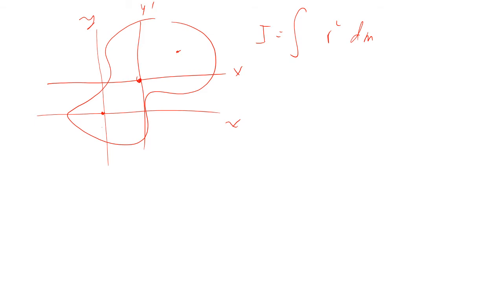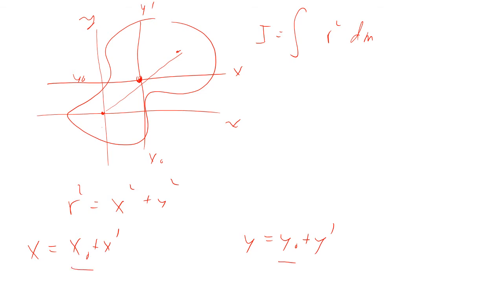Now r is going to be that. So r, we're going to say that there's an x naught and a y naught for the center of mass. So that means that r squared is going to be x squared plus y squared, but x is going to be x naught plus x prime, and y is going to be y naught plus y prime. Where x naught and y naught are the coordinates of the center of mass relative to the axis we're rotating around, and x prime and y prime are the coordinates relative to the center of mass.